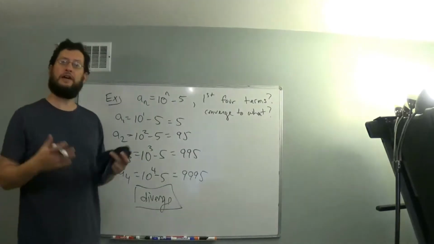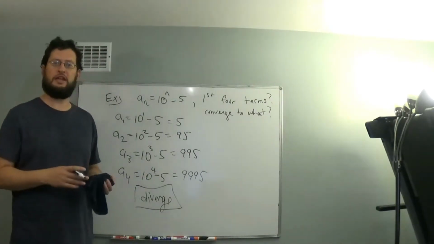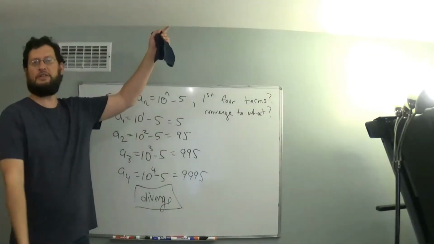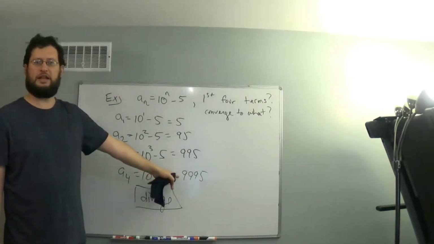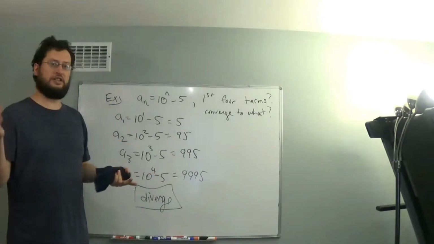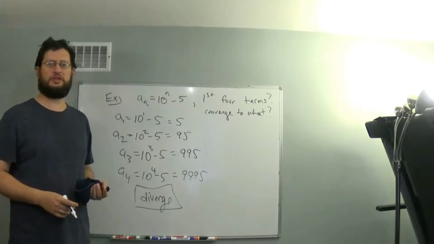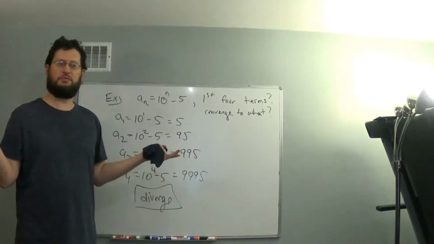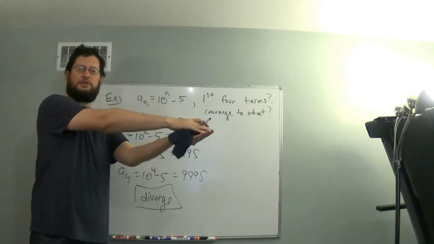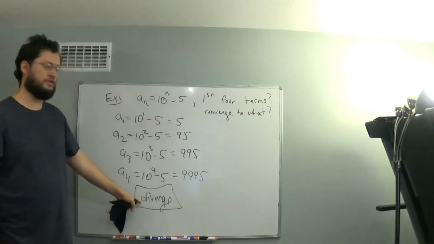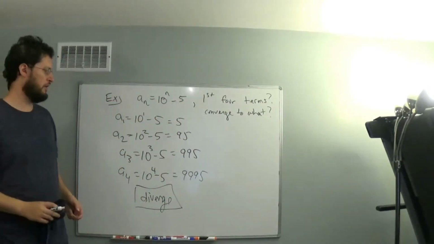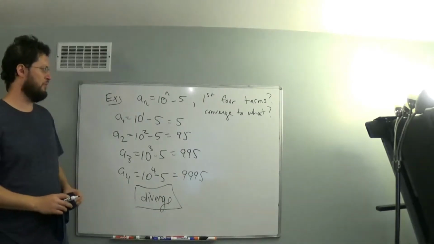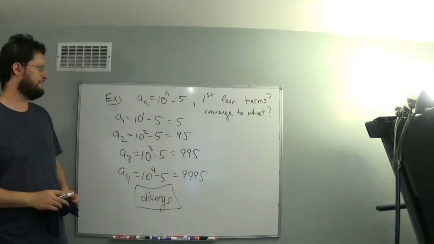Diverge, remember, can mean one of two things. It can mean that it goes to infinity or negative infinity, which is what's happening in this case, or it could be something that just does not get closer and closer to a single value. Maybe it oscillates, maybe it does some other weird stuff where it just does not converge down to a single value. So diverge takes both of those things into account. That word means both, one or the other.